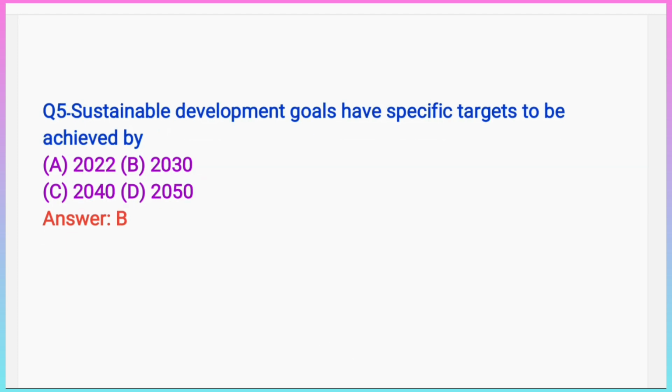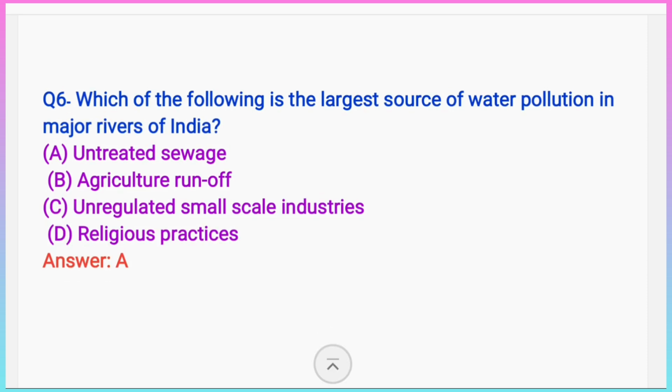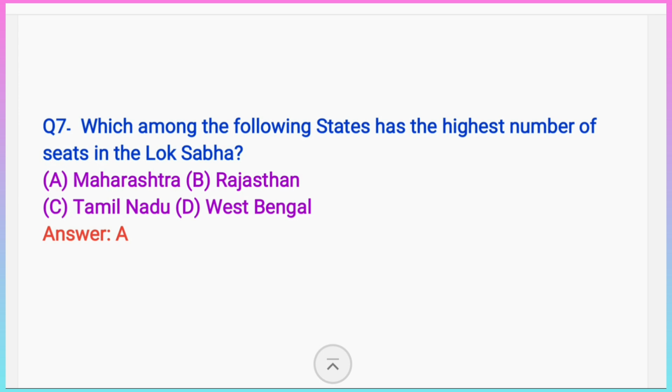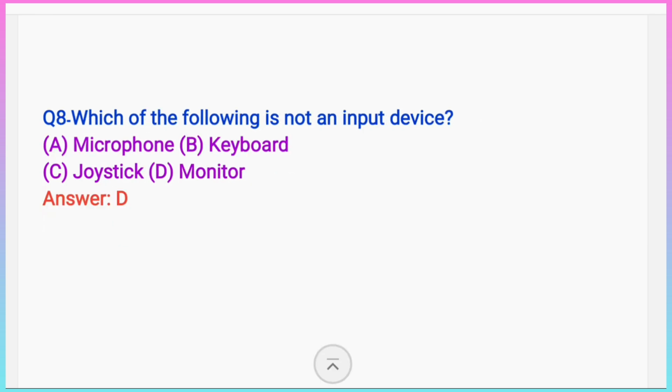Next question, sustainable development goals have specific targets to be achieved by 2030. Which of the following is the largest source of water pollution in major rivers of India? Untreated sewage. Question number 7, which among the following states has the highest number of seats in Lok Sabha? A. Maharashtra.